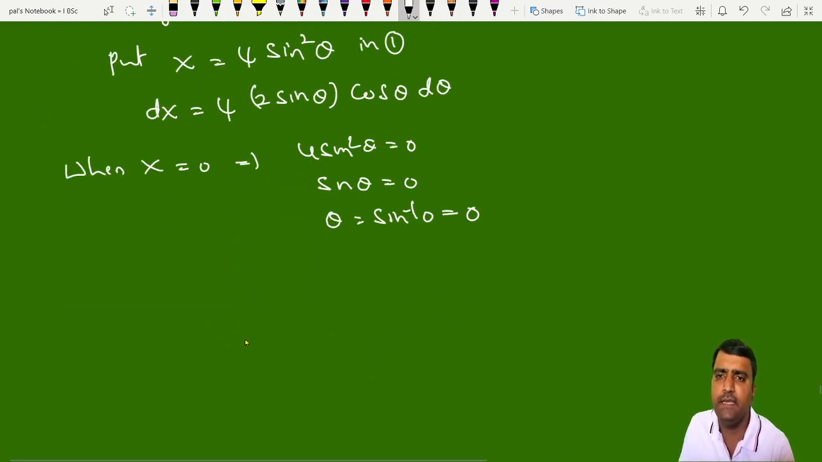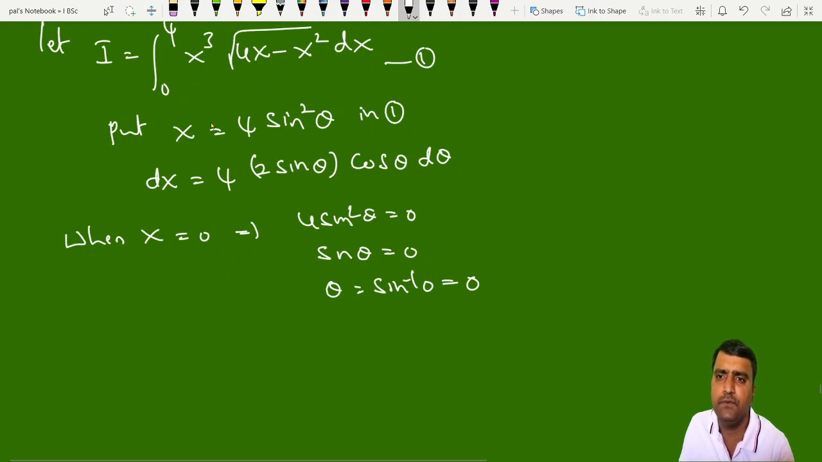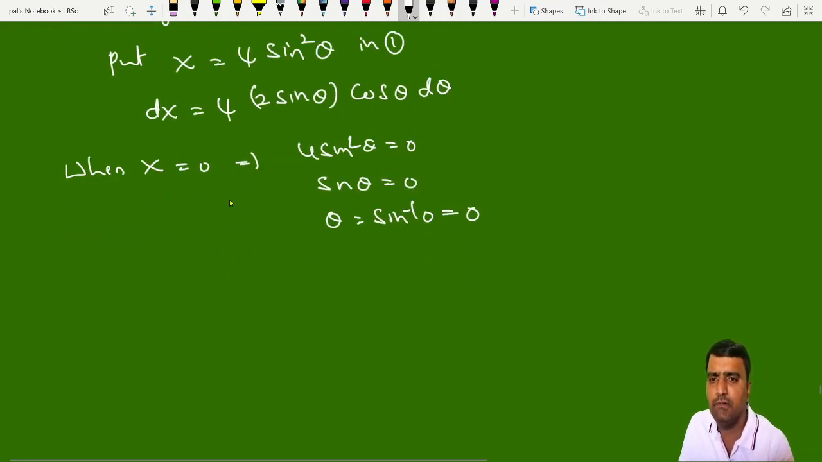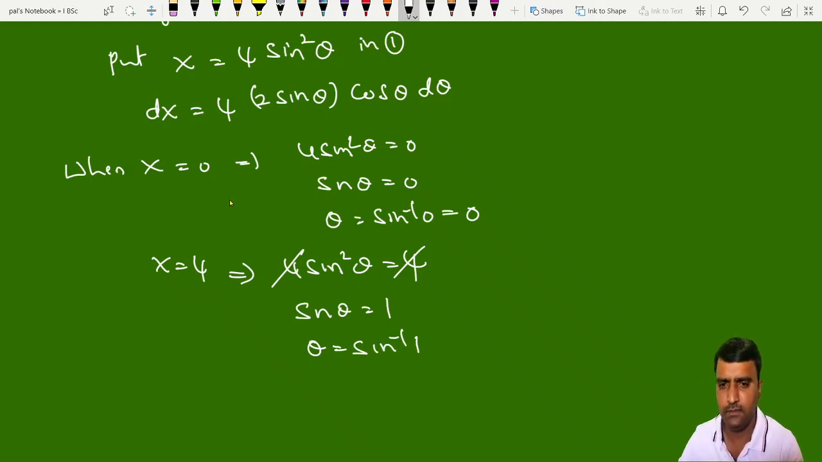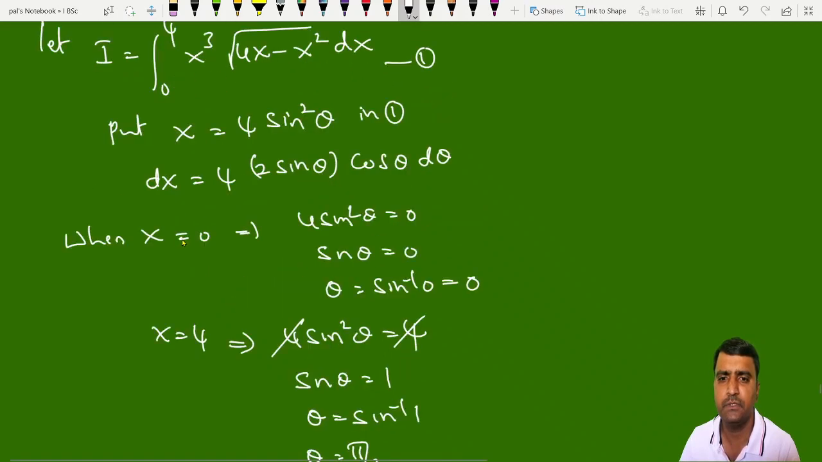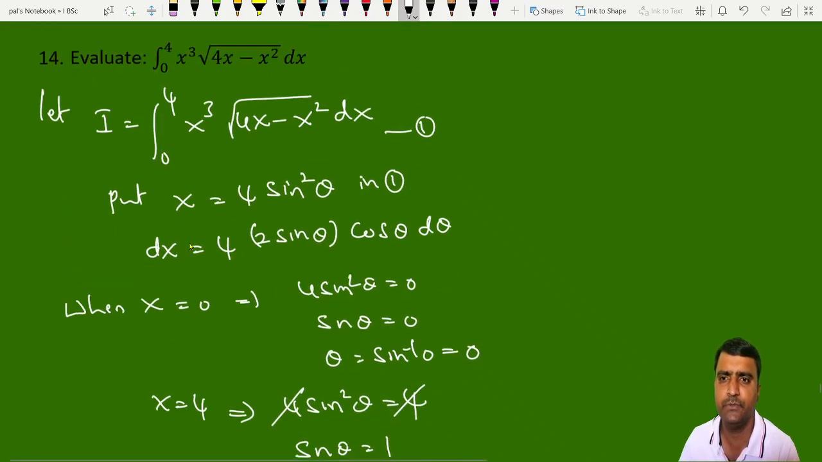So similarly you take when x is equal to 4, upper limit is 4, which implies that 4 sin square theta is equal to 4. Cancel 4 on both sides, so remaining is sin theta is equal to 1. Theta is equal to sin inverse of 1, that is pi by 2. So theta varies from 0 to pi by 2.